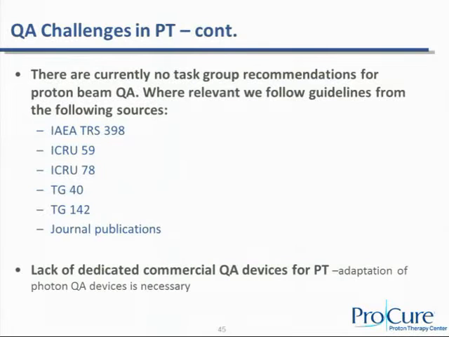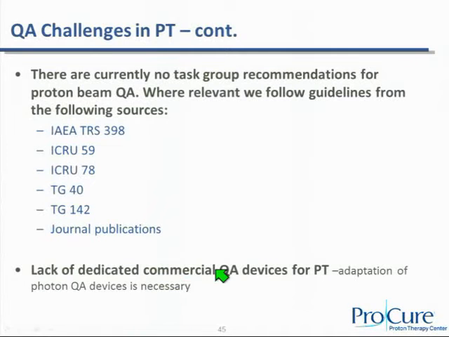There are no task groups. There are several in the process of being written and finalized, but the only guidelines you get are IAEA TRS 398 and ICRU 59 and 78. They talk about the symmetry, but they didn't really talk about QA per se. TG40 and 142 are relevant for photons, but give you guidelines. What's acceptable in photon world should be acceptable in principle in proton therapy, along with general publications.